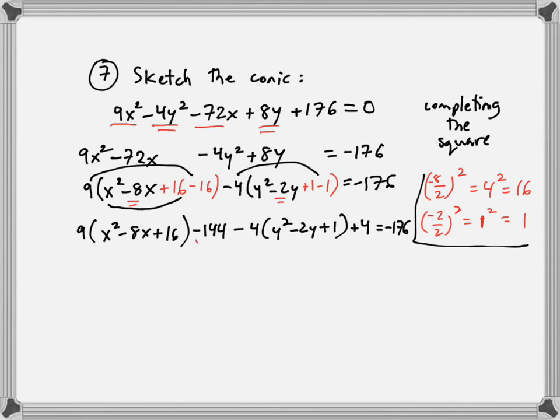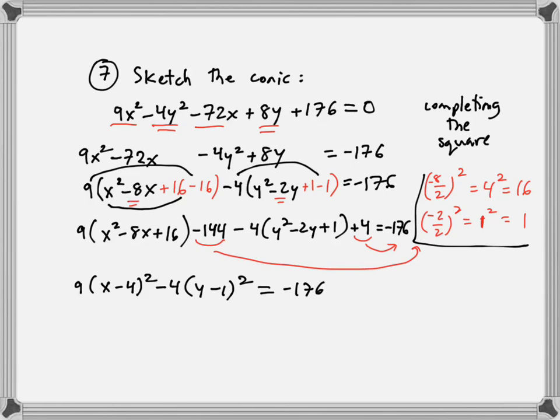Now I'm going to take this guy and move them over and combine it with the negative 176. And I'm going to take these guys and factor them. So this becomes 9 times x minus 4 squared minus 4 times y minus 1 squared. And what do I have on the right? I have negative 176 plus 144 minus 4, which is, get my trusty calculator here, I get negative 36.